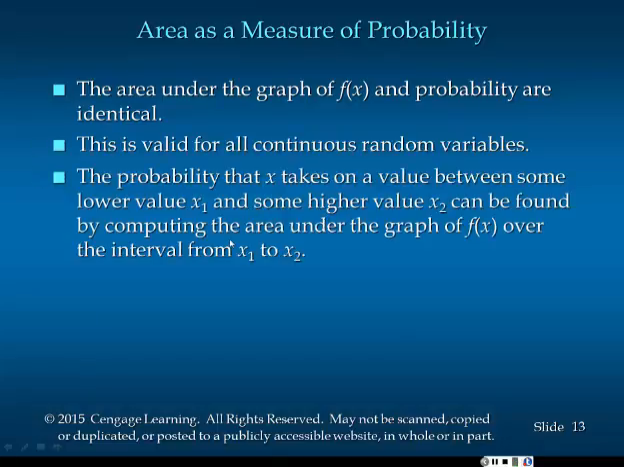And the probability that x takes on a value between some lower value of x1 and some higher value of x2 can be found by computing the area underneath the graph. For the case of the uniform and the exponential, I give you a nice closed form solution for that function. For the case of the normal distribution, you've got to do a little extra work.